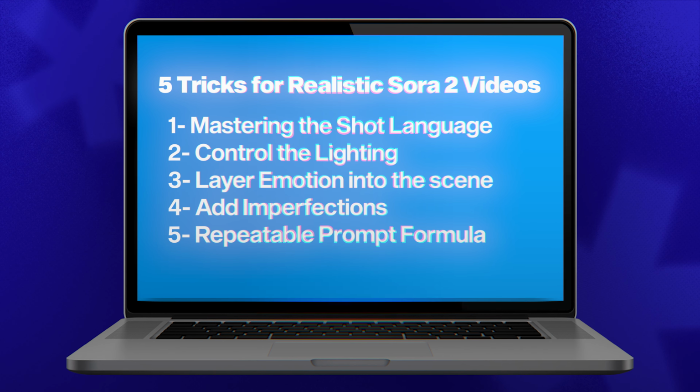Now, this last trick, trick number 5, is about getting consistent, high quality results every single time you use Sora by building what I call a repeatable prompt formula. Because let's be honest, okay? Sometimes you can write a prompt that looks amazing, and the next one that you write looks completely different, even though you barely changed anything about the prompt. And the reason that's happening is because most people start from scratch every single time. But if you want more consistent results, then you should use what I call a repeatable prompt formula. So here's exactly how it works.